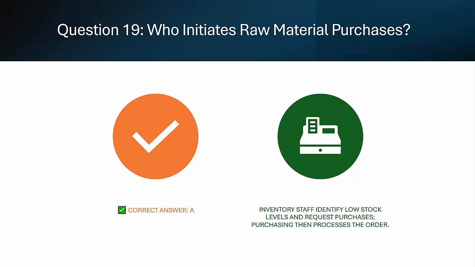Option B is incorrect. The supplier does not decide when to restock. They only supply goods after receiving an order from the company. Option C is incorrect. The sales department deals with selling finished goods, not buying raw materials. Option D is incorrect. The accounting team processes payments for raw materials but does not decide when to purchase them.